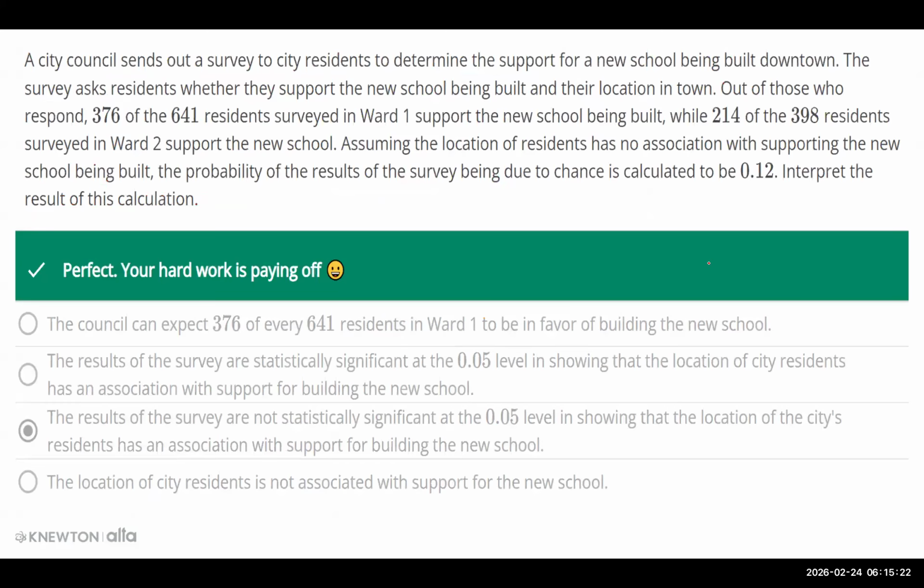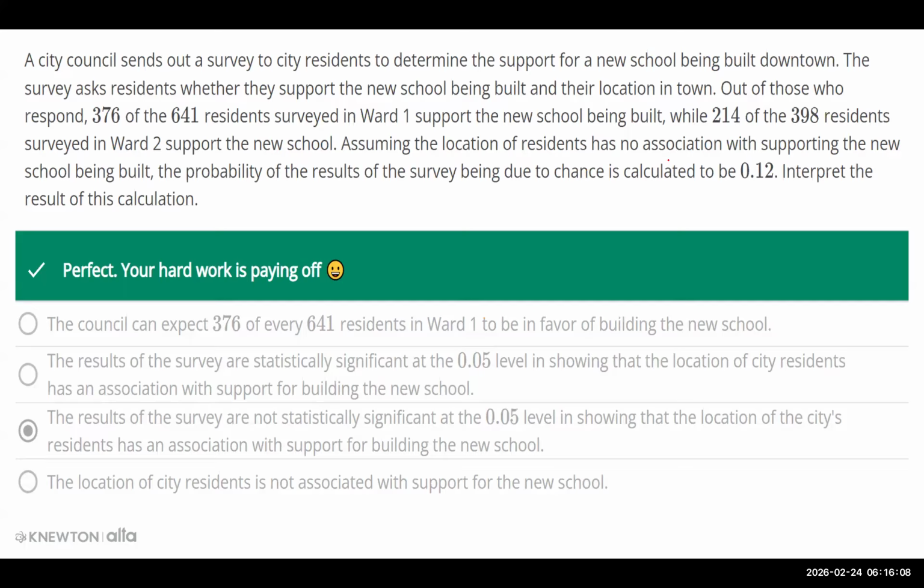One more example. And there's quite a bit going on here, but City Council sends out a survey to city residents to determine the support for a new school being built downtown. The survey asks residents whether they support the new school being built and their location in town. Out of those who respond, 376 of the 641 residents surveyed in Ward 1 support the new building being built, while 214 of the 398 residents surveyed in Ward 2 support the new school.